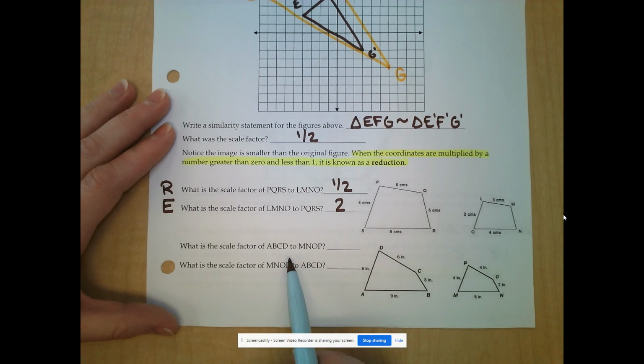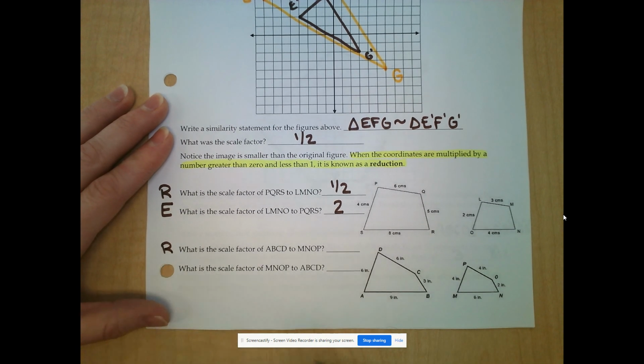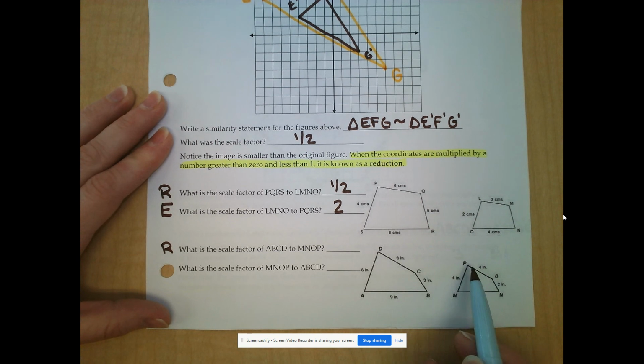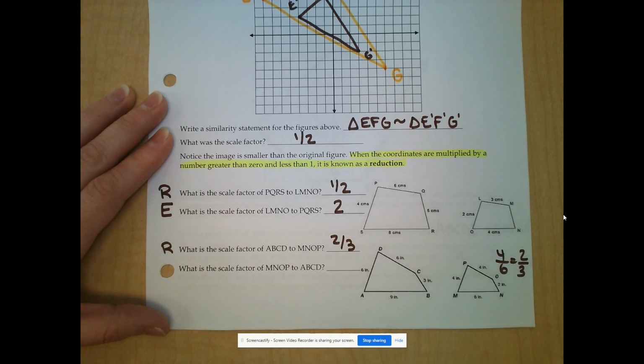A, B, C, D to M, N, O, P. So I'm going from the large one to the small one. That would be a reduction. And I'm going from 6 down to 4. Or I'm going from 3 down to 2. So it got smaller. We all agree on that, right? So that means it's not a 6 to 4 ratio. We're not going to say it's going from 6 to 4. We're going to say that this one that we end up with is 4/6 of the original. And in lowest terms, that would be 2/3. Or you could look at this one, 2/3. So the scale factor is 2/3 because it's a reduction.